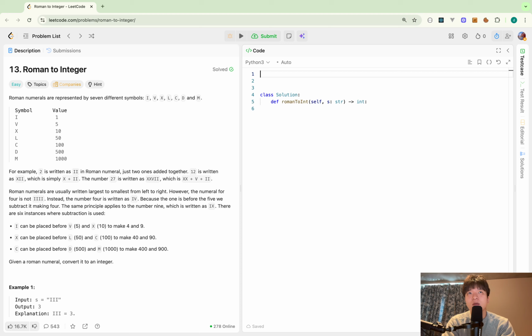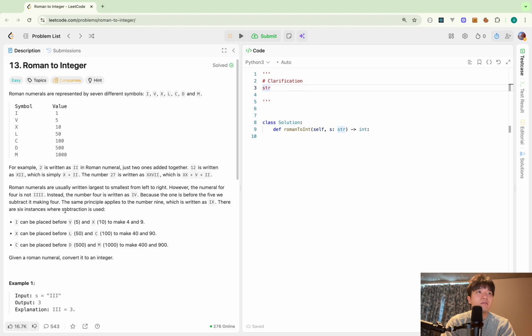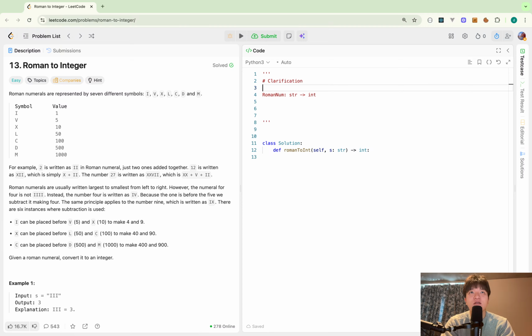Okay, let me clarify my understanding of this question. I'm given a string, which is the Roman numeral. So this is Roman to integer: the Roman number is a string, and I will return the ordinary number which is represented by the Roman numeral. Good, so this is the interface.